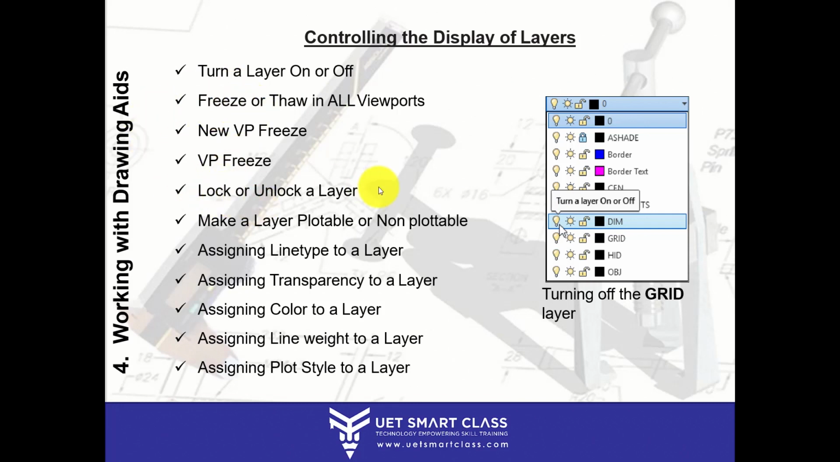Freeze and lock have a difference. When you lock a particular layer, it will just lock the layer, but the objects in that particular layer will still be there in front of you. In freeze, the objects will be invisible. They will not appear on your screen. If you turn off a layer, then also it will not be there on your screen.